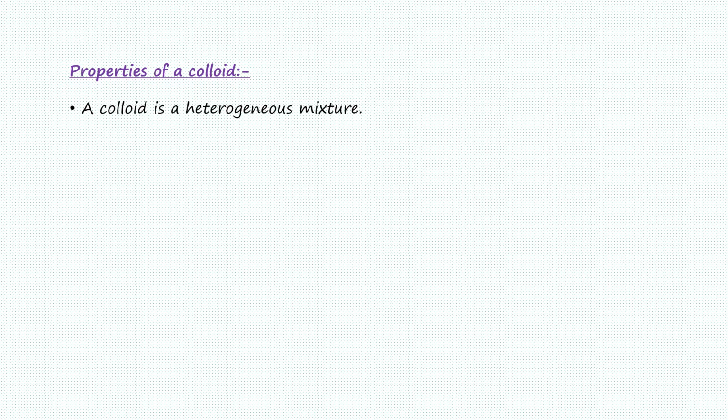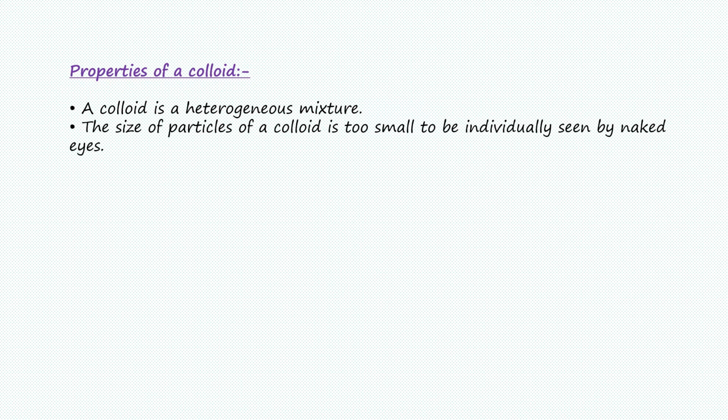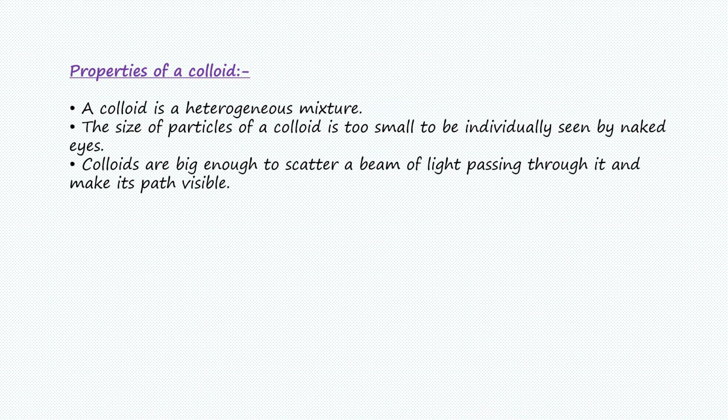Now see, the very first and very important point is that a colloid is a heterogeneous mixture. It appears to be homogeneous, but actually it is a heterogeneous mixture. Next point, the size of particles of a colloid is too small to be individually seen by the naked eye. We can see the particles of a suspension, but we cannot see particles of a colloid since their size is too small to be seen by the naked eye.